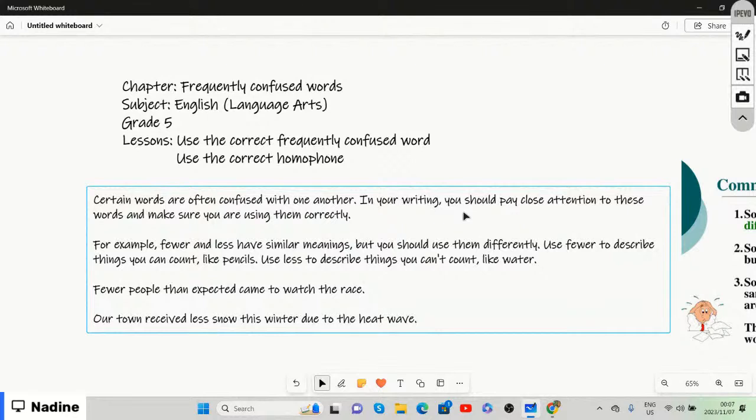So you should definitely pay close attention to these words that are often confused with another word, and we need to make sure that we use them correctly.